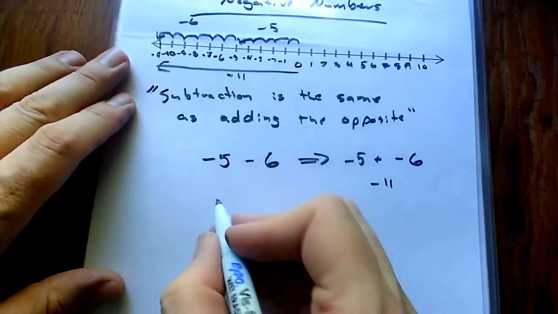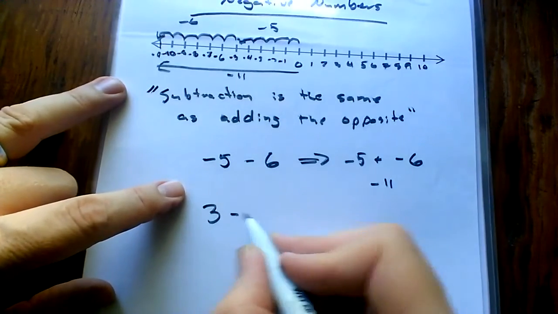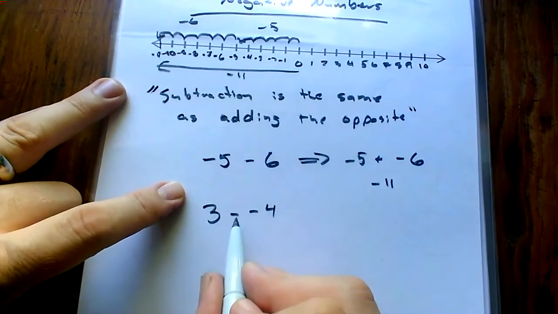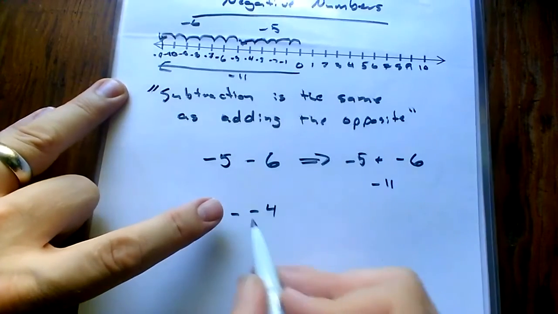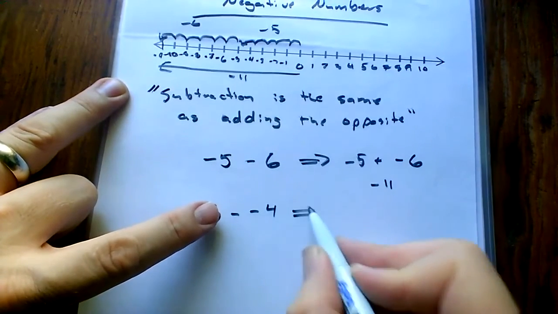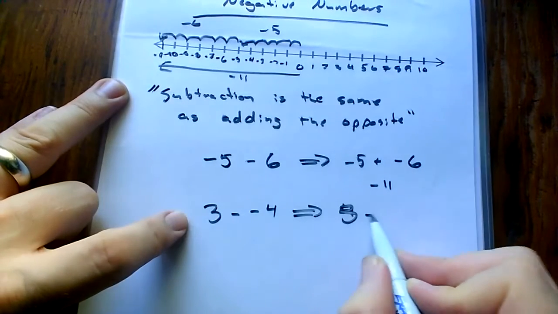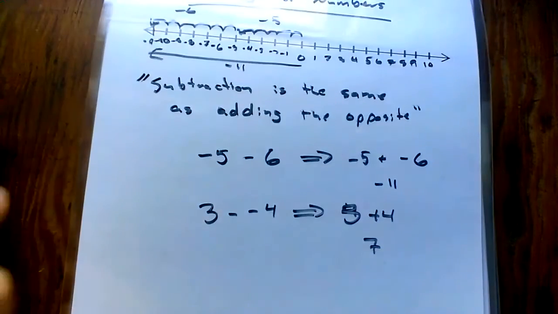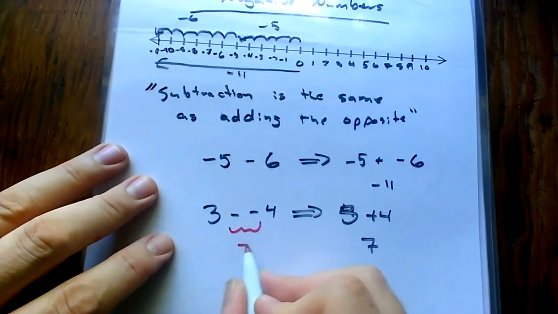If I've got something like 3 minus a -4, I'm adding the opposite of -4. Now remember when we've said you see two negatives that cancel each other out? This also works in this case. This is going to be the same thing as 3 plus 4. That would just be a 7. When you see two minuses together, these are going to turn into a plus.